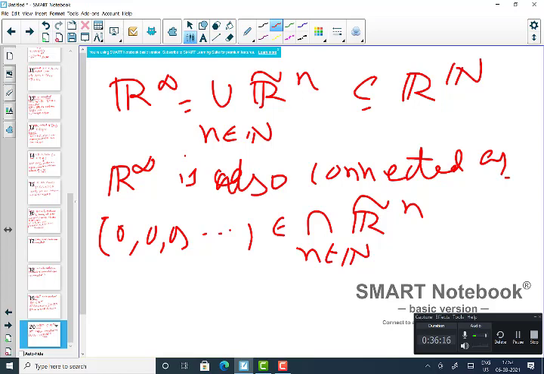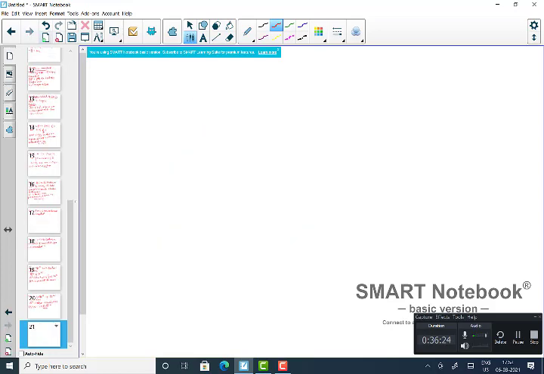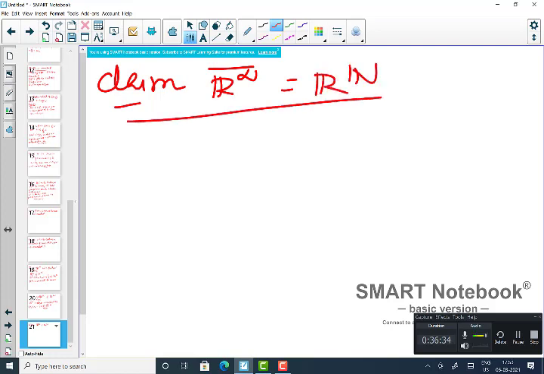Now how do I prove R^omega is connected? If I prove that R^omega is the closure of R infinity, I am done, right? The closure of a connected space is connected. So this is my claim. Now the claim is that the closure of R infinity is R^omega. Okay, so what does that mean? That means every point of R^omega is a limit point of R infinity, right? So let me start with that.